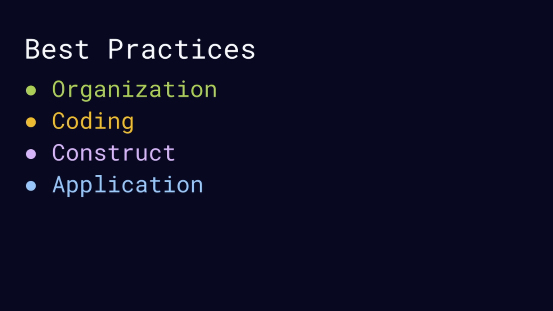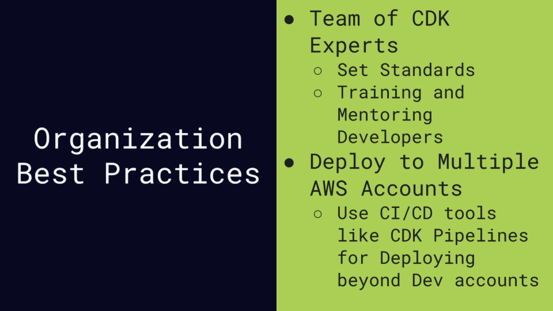For best practices, AWS breaks up their best practice recommendations into 4 different areas: organization, coding, construct, and application. For organization best practices, AWS recommends having a team of CDK experts help set standards and train or mentor developers in the use of CDK. This doesn't have to be a large team. It could be as small as 1 or 2 people, or it could be a center of excellence if you have a large organization.